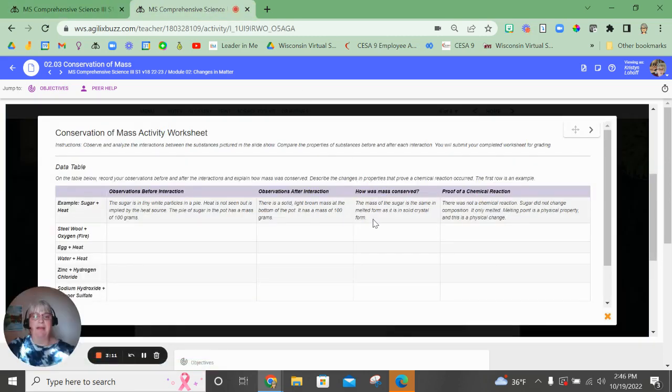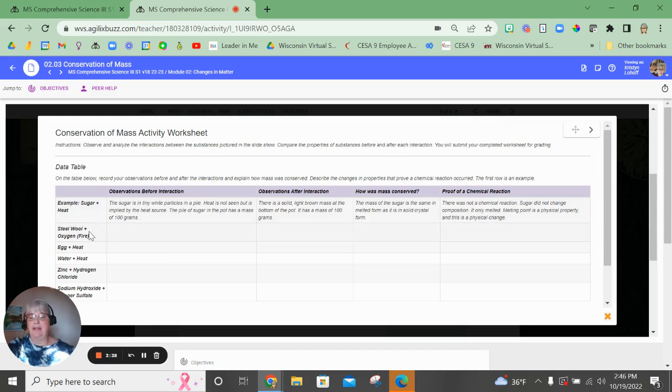All right, how was mass conserved? Well, in the example of sugar and heat, the mass of the sugar is the same in the melted form as in the solid crystal form. Was there a chemical reaction? In the case of sugar and heat, there was not a chemical reaction because sugar did not change in its composition. It did not become a brand new substance. It only melted. Melting is a physical property, and this change was a physical change.